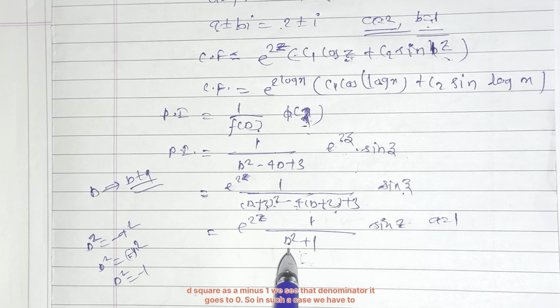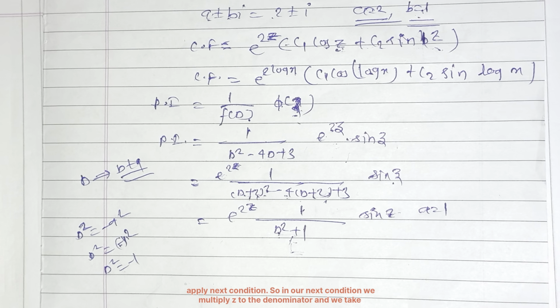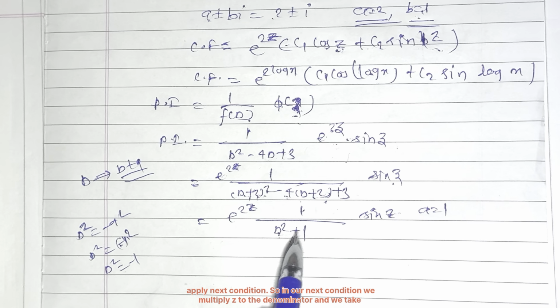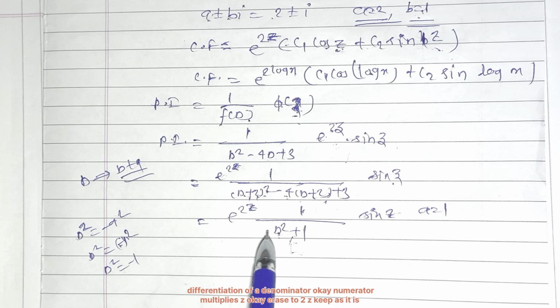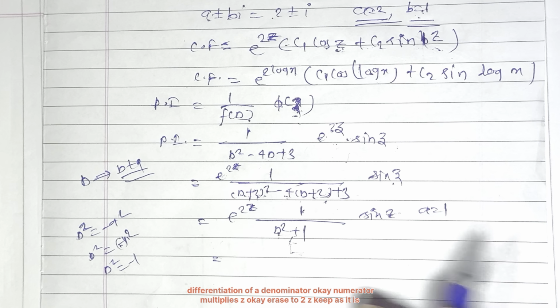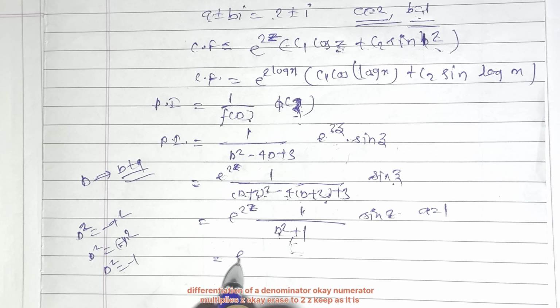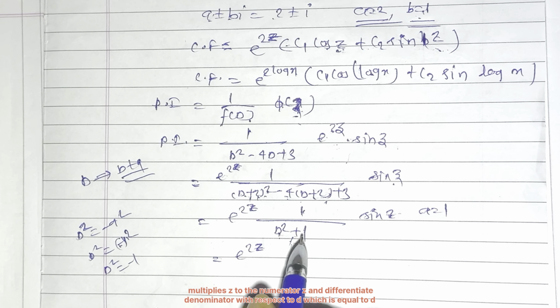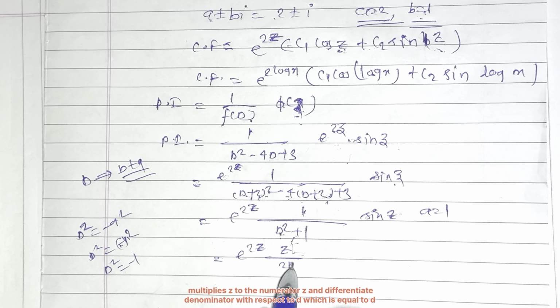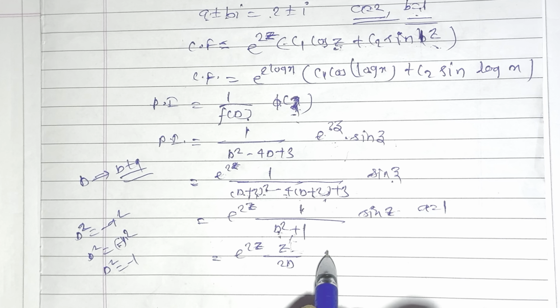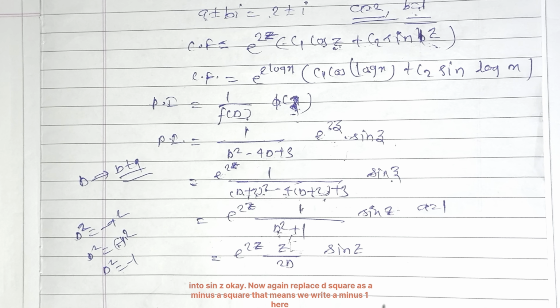If we put D squared as minus 1, we see that the denominator goes to 0. In such a case we have to apply the next condition. In our next condition we multiply z to the numerator and differentiate the denominator with respect to D. So e raised to 2z stays as it is, multiplied by z, and the denominator differentiates to 2D into sin z. Again replace D squared by minus a squared.